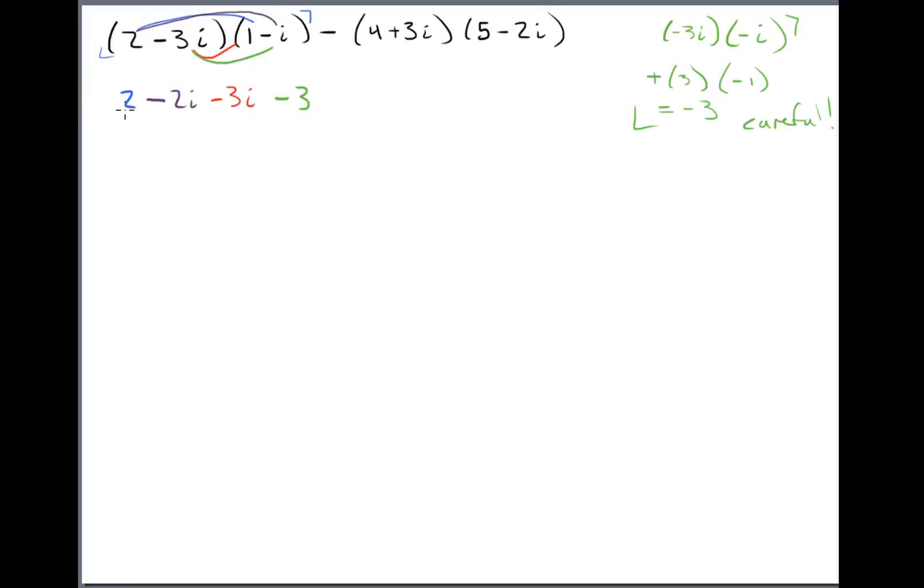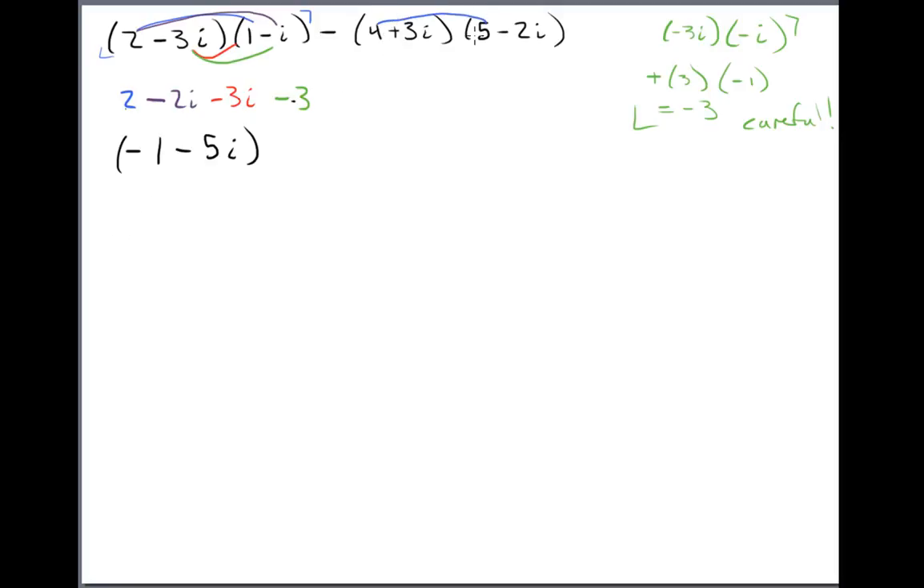Let's do our combining here. 2 minus 3 is a negative 1. Negative 2 minus 3 is a negative 5i. Great. So we've got our first product done. Now it's time for our second product.